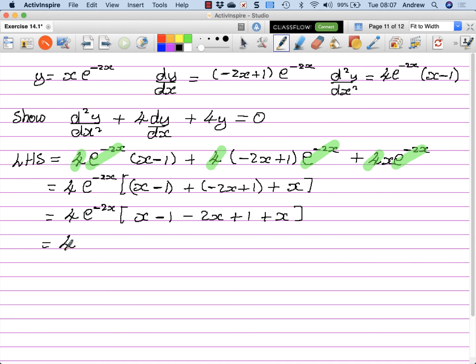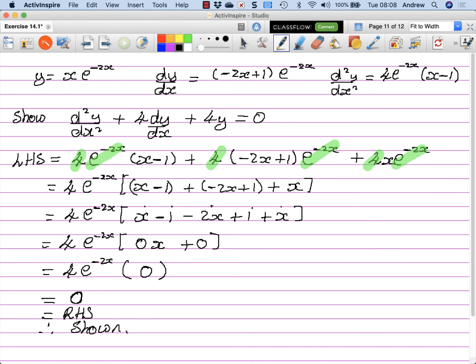And to show that, we have to go to the bitter end. So x minus 2x is minus x plus x is 0x. Minus 1 plus 1 is 0. So we've now got 4e to the minus 2x multiplied by 0. Anything multiplied by 0 is 0, which of course is equal to the right-hand side. Therefore, we have shown. And that's example 9. Excellent example 9.